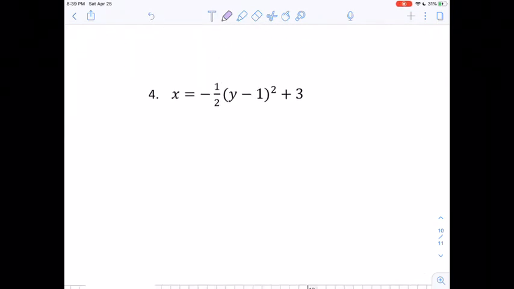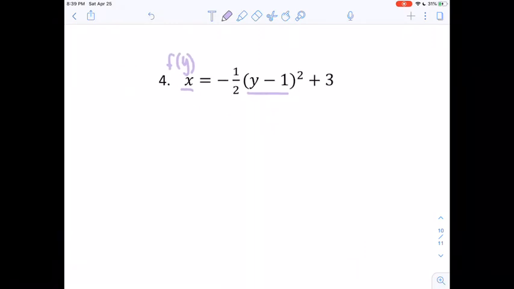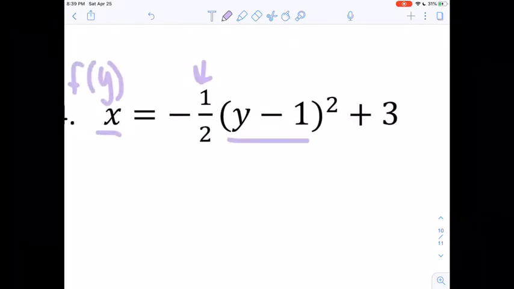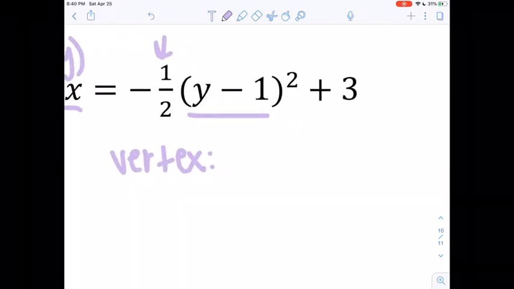Now with number 4, your x's and y's are switched. So your y is getting squared and it's set equal to x. Sometimes this will say f of y as well. That just means that that's representing x. So that means that my parabola is going to be on its side, and since my a is negative, that means it's going to be opening towards the negative numbers on the x-axis, so it's opening to the left. And your vertex is going to be a little bit different. So your x and your y is also going to be inverted in your vertex. So instead of being 1, 3, it's going to be 3, 1.